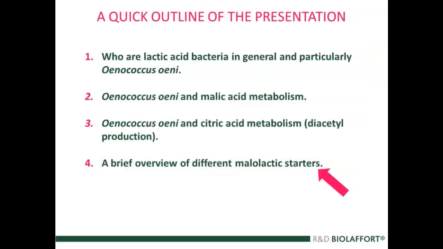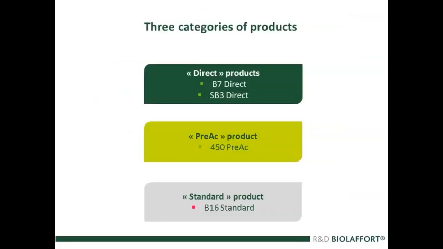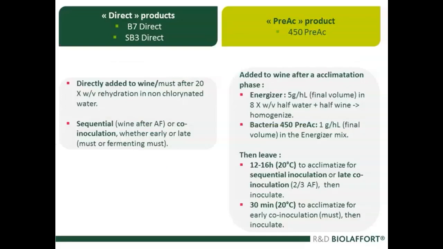I'm done with Oenococcus oeni and looking at some of their substrates, malic acid metabolism and citric acid metabolism. I just wanted to finish by making a brief overview of different malolactic starters. Within the LAFFORT range, you probably know that you have 3 categories of products. Some are used for direct utilization, some need to be acclimatized before, and some need to go through a pied de cuve procedure to be able to perform malolactic fermentation. Let's look at the direct and pre-act products.